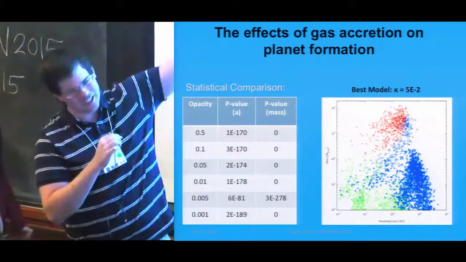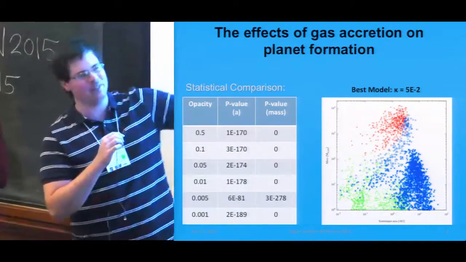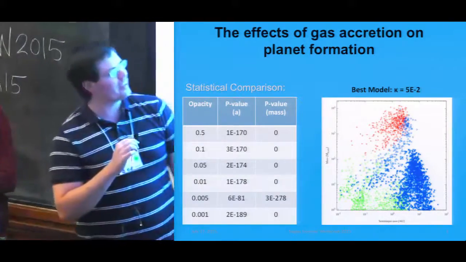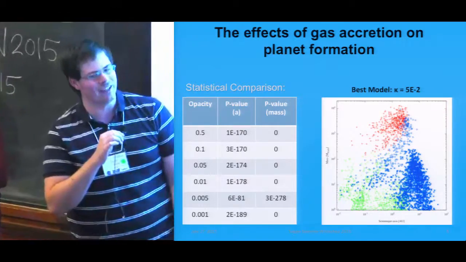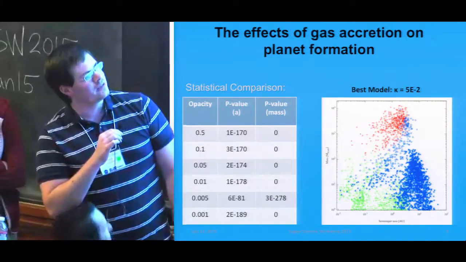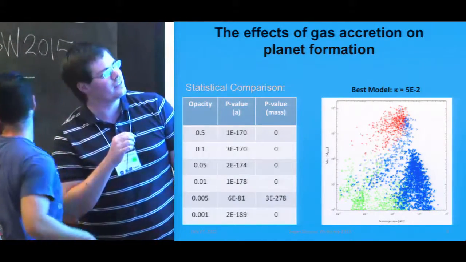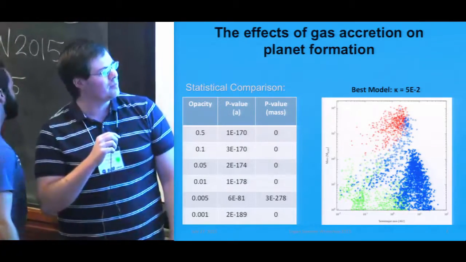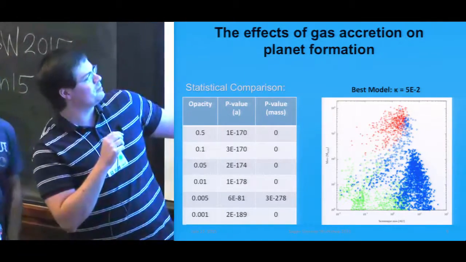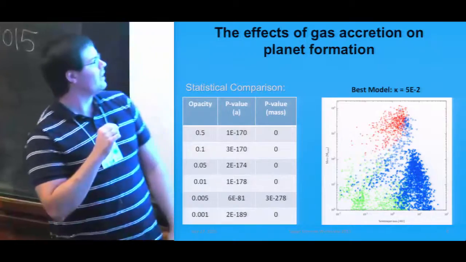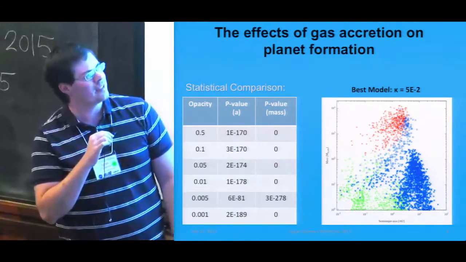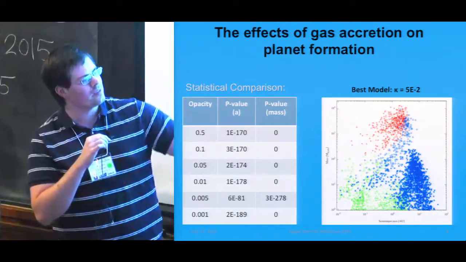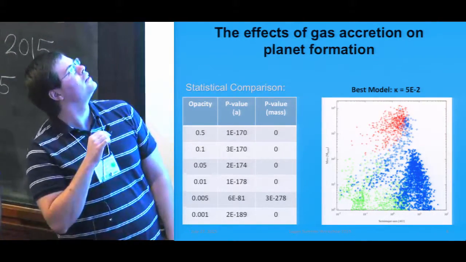So we're getting lots more giant planets with low opacity compared to high opacity. And then, again, for what it's worth, we've thrown up some p-values here from the tests. Ours were so low that they just decided they were zero. But here we've got a best case, and I think it's this one, the 0.005 opacity, which is a plot over there of that one.